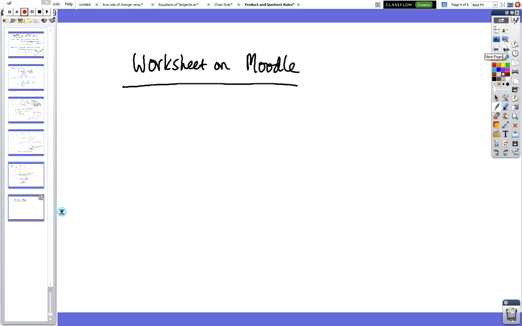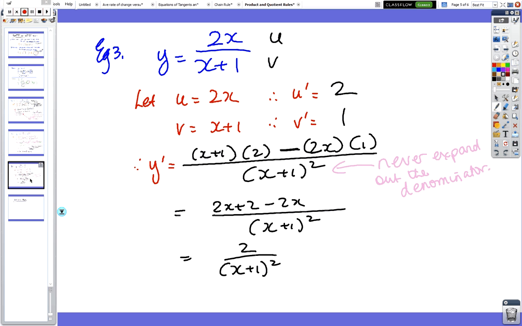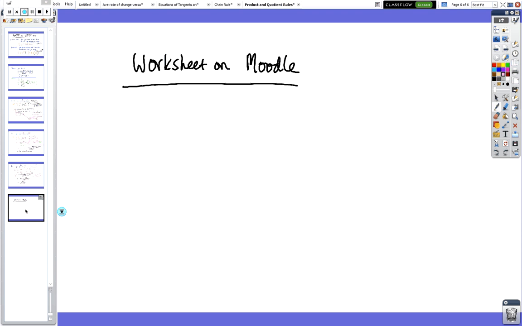So that's it. Again, just looking at that one there, just remember if we had, say, 5 over x plus 1, we wouldn't use the chain rule. You could, but it's quicker just to make it 5 bracket x plus 1 to the minus 1 and then just use the chain rule. So you only use the quotient rule when you've got 2 parts, a fraction, and both parts have the letter x. And the worksheet will be on Moodle.